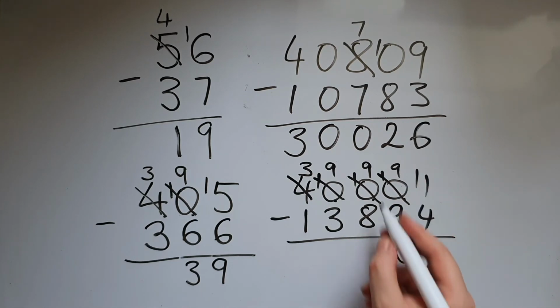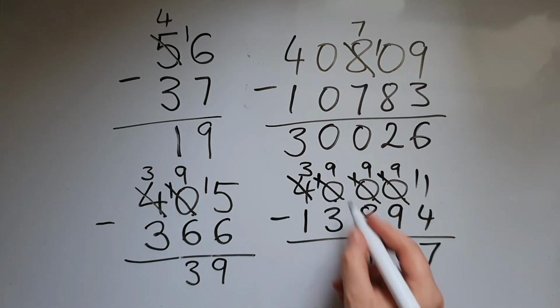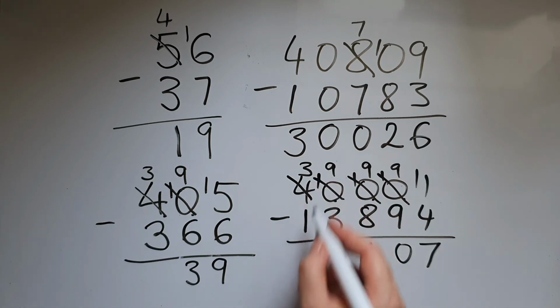9 take away 9 is 0. 9 take away 8 is 1. 9 take away 3 is 6. 3 take away 1 is 2.